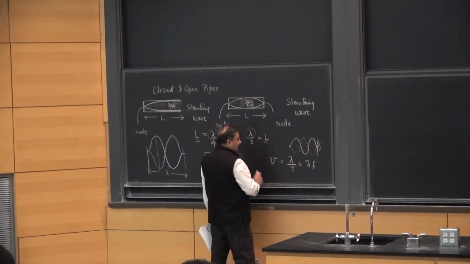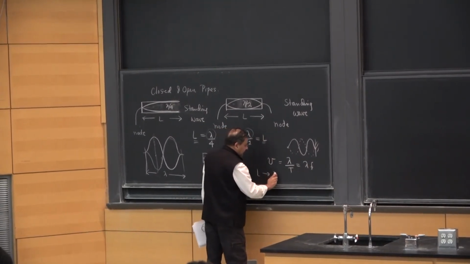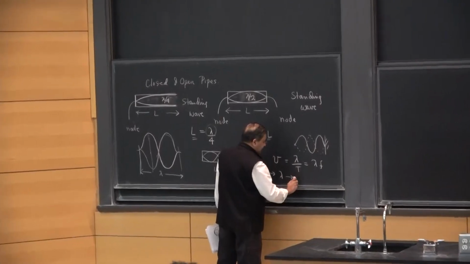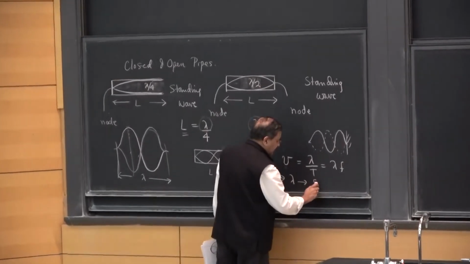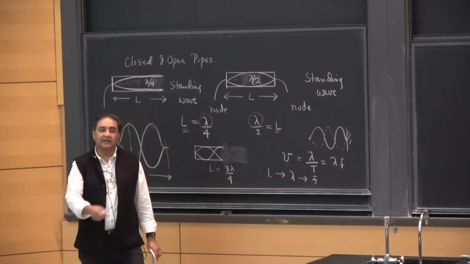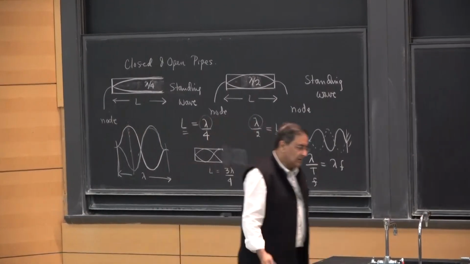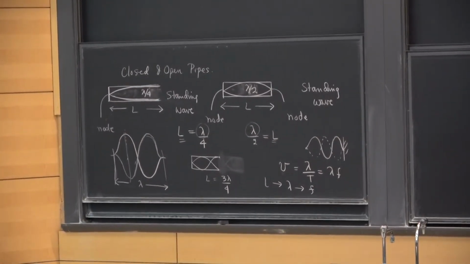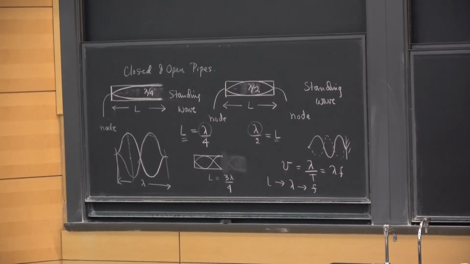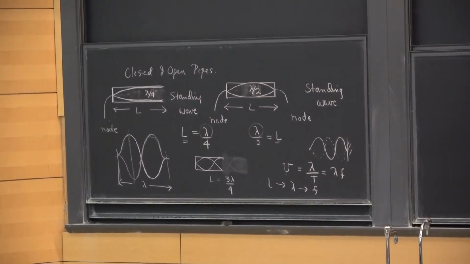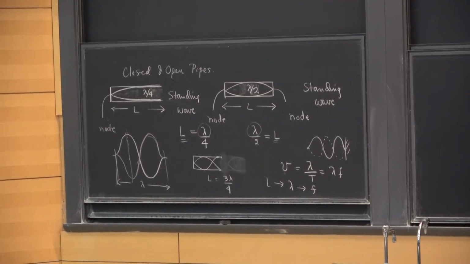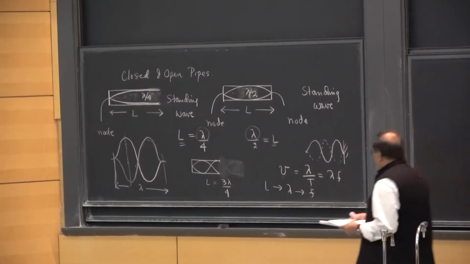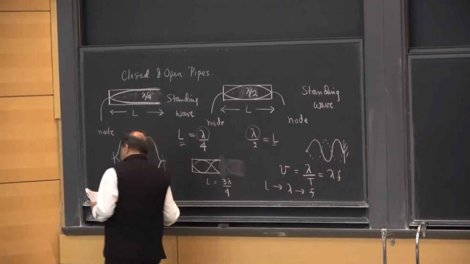So once you fix L, L gives you lambda, and lambda then gives you, because V is fixed, the frequency. So that gives you the frequency. Whether you are getting a low frequency, or you're getting a high frequency, figure it out. That depends on all these things that are happening. All right? Okay. I don't want to entertain you anymore.